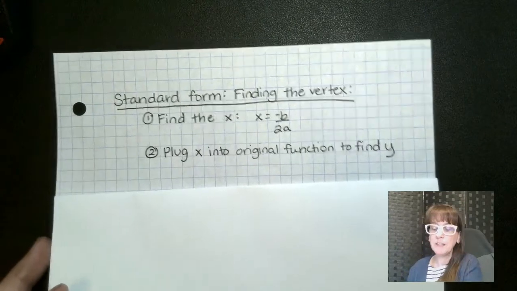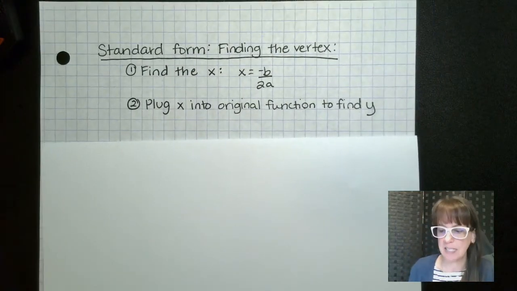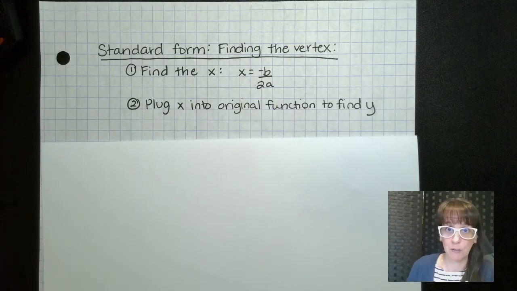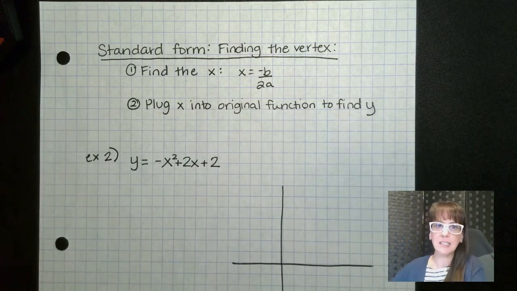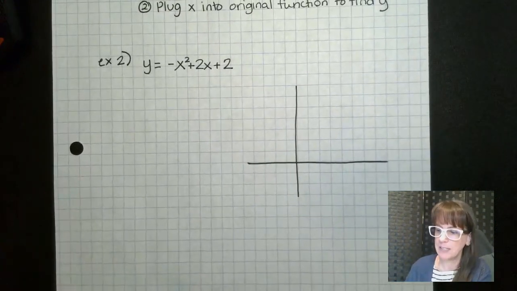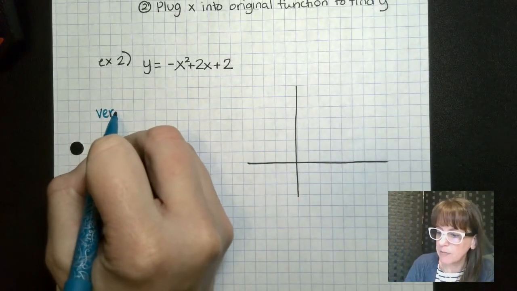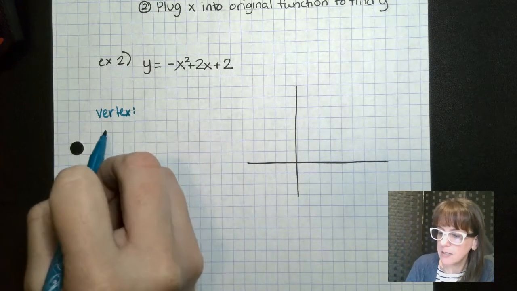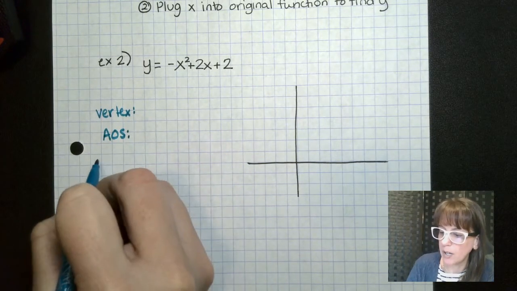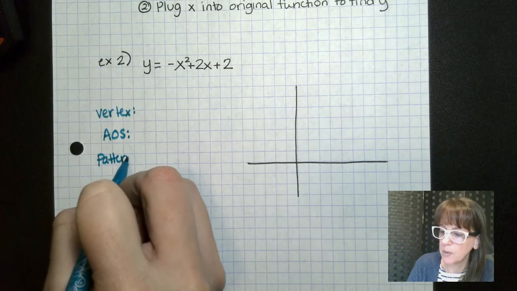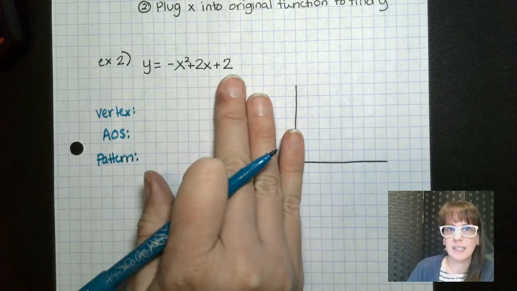All right, so with our standard form, the notes that you'll definitely need are this. To find the vertex, we first find the x by saying x equals negative b over 2a. Then we take that and plug it into our function to find our y, and that gives us our vertex. Remember, the important part is to find your vertex, your axis of symmetry, and we want to know our pattern. Okay, so let's take a look at this guy right here.